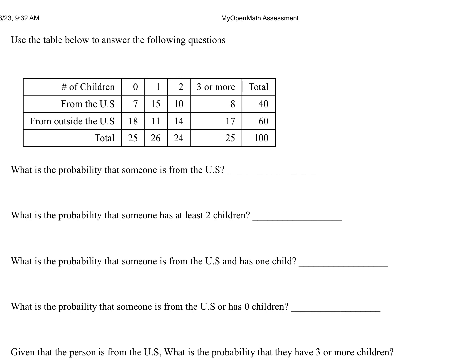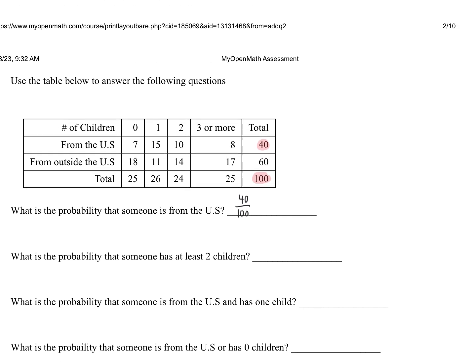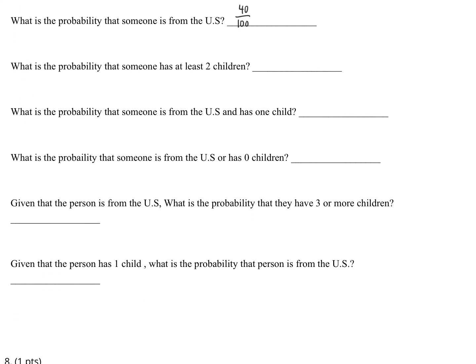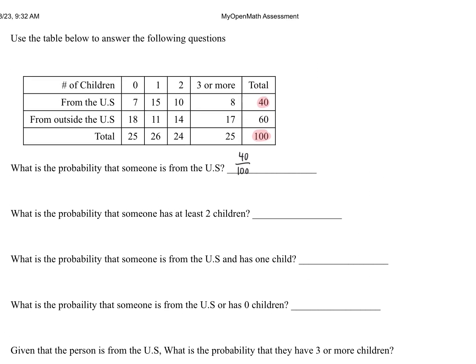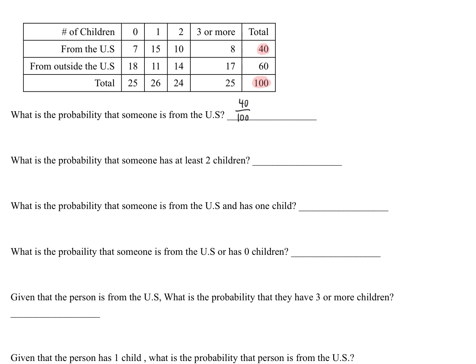Okay, so from the U.S., we have 40. So we want to know what's the probability that someone's from the U.S. 40 out of, our total is 100. So 40 out of 100. Then we would reduce that. I don't see it telling us if we need to have a fraction or a decimal. So I guess we can give it as a decimal. That's probably more common. So 40 divided by 100 is 0.4.